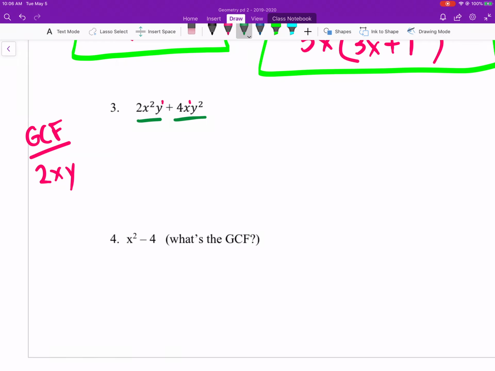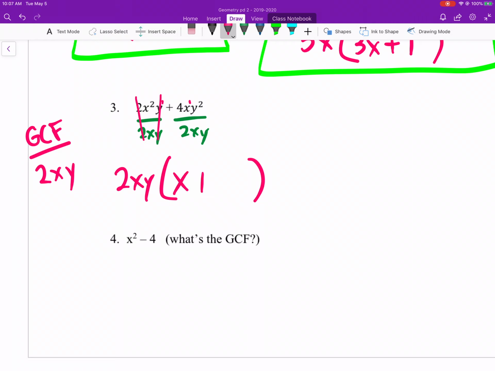Divide each term. Good to throw the GCF out front at the beginning. So now 2x squared y divided by 2xy, right? Your 2's are gone. 2 divided by 2 is 1. Y divided by y is 1, so those are gone. So it's essentially left with x squared divided by x, which is just x.